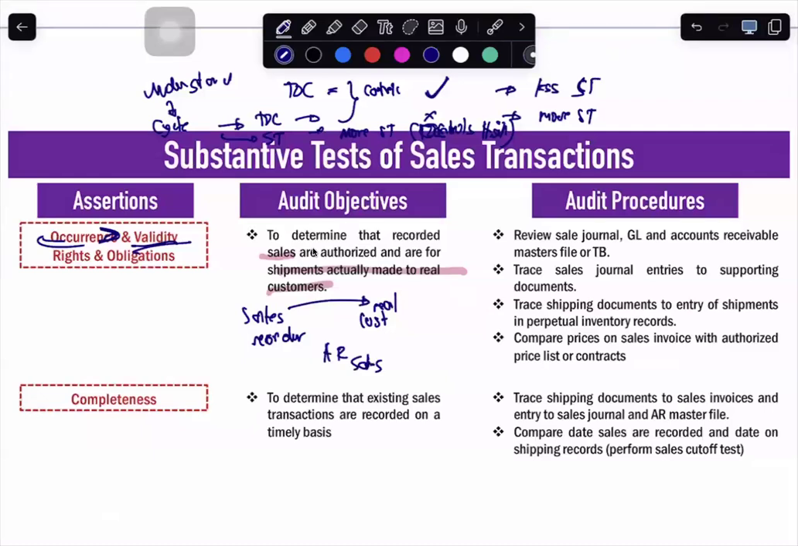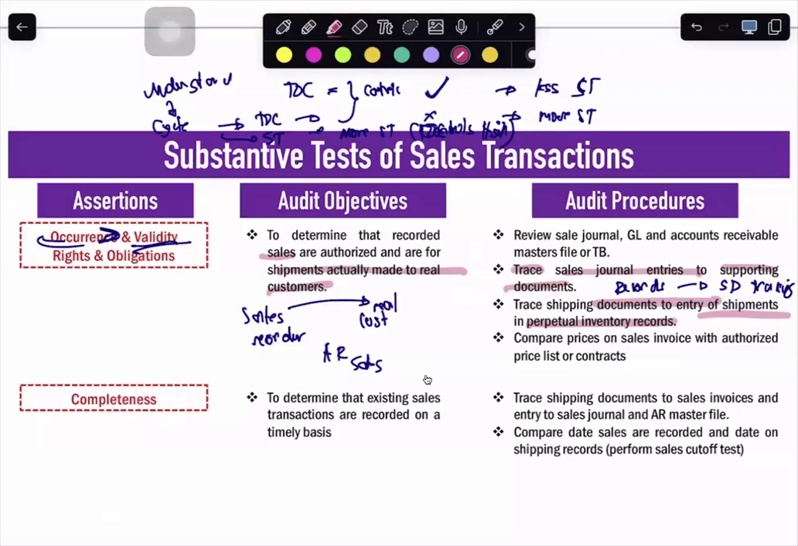Okay, so what are your audit procedures to test whether the sales really occurred and it is a valid sale? First, you review the sales journal, the general ledger, and accounts receivable master files or trial balance. And then, we trace now from your sales journal entries to supporting documents. So here, it is now from records to supporting documents. That's why it is now known as tracing. And then, we trace also your shipping documents to your entry of shipments in perpetual inventory records.